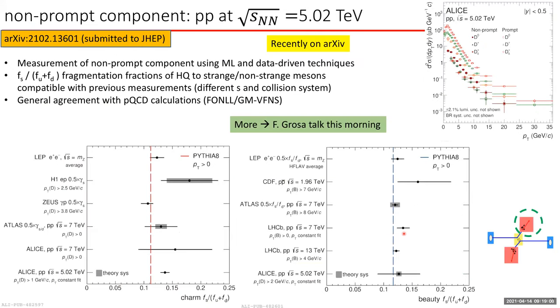You heard before, in the talk from Fabrizio, so I will not detail this analysis too much. But speaking about hadronization recently, being able to distinguish the non-prompt and prompt components for the mesons in turn allowed the measurement of the fragmentation fractions of heavy quark to strange and non-strange mesons, that again are compatible with previous measurements with different center of mass energy and collision system. So again, we could say in the fragmentation region, everything is well understood.